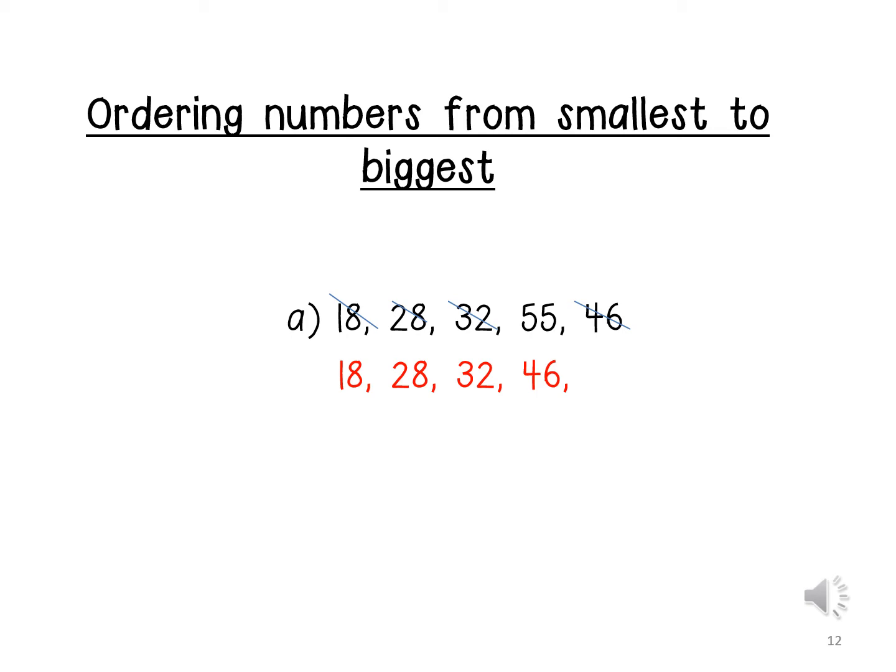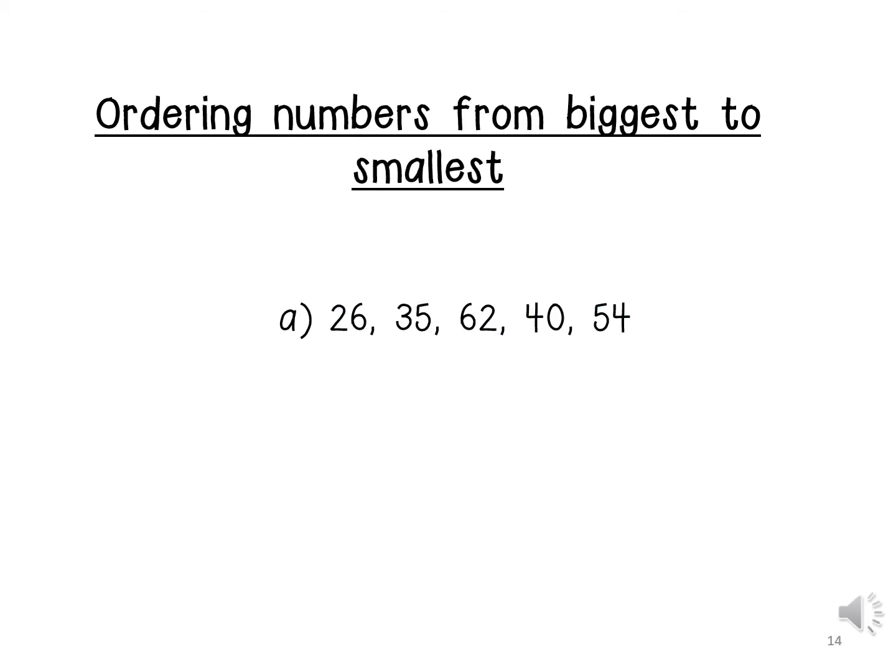46 is smaller than 55. So I wrote 46 at the bottom and I have scratched it out from my set of numbers. The last number that was left was 55. So you can see I have scratched out 55 and I wrote it at the bottom. Now let us read the set of numbers from smallest to biggest. 18, 28, 32, 46 and 55.